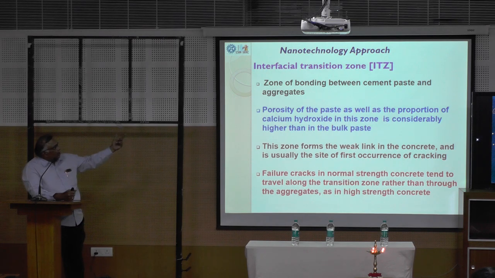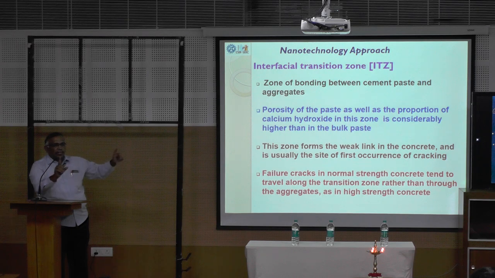Then, as I said, in the zone of bonding between cement paste and aggregate, the porosity of the paste as well as the proportion of calcium hydroxide in the zone is considerably higher, because that is getting deposited there only. This zone forms a weak link in concrete and is usually the site for the first occurrence of cracking. There only cracking initiates. For example, if you are doing beam testing, you can see the crack with the naked eye only after it comes to the surface.